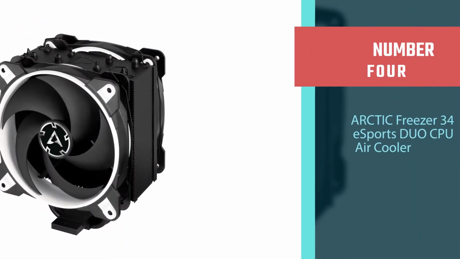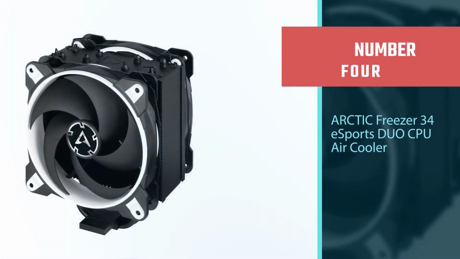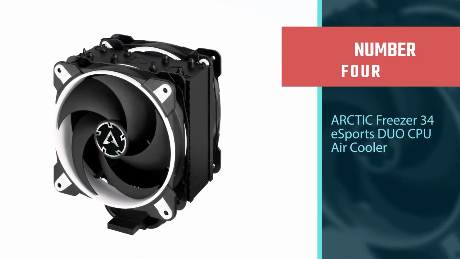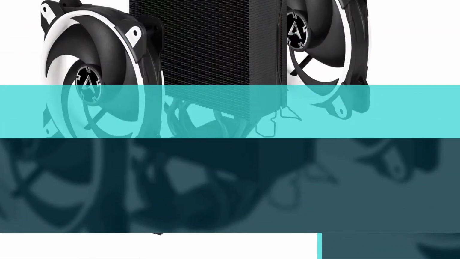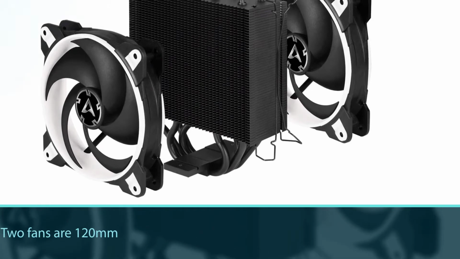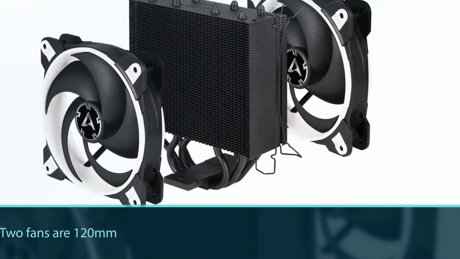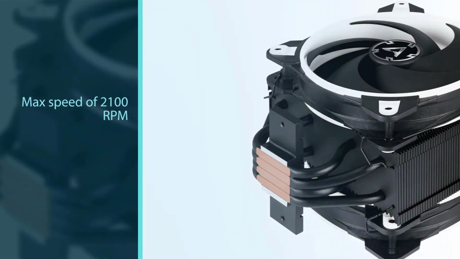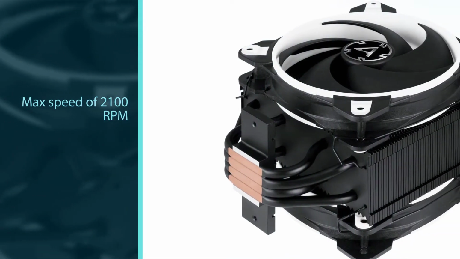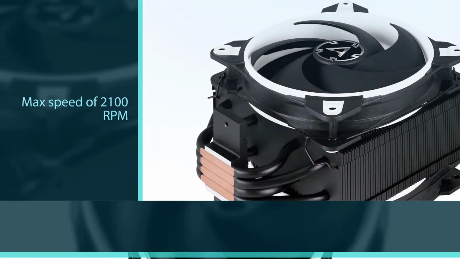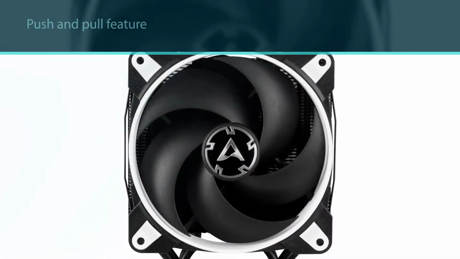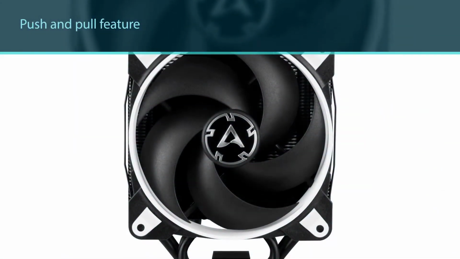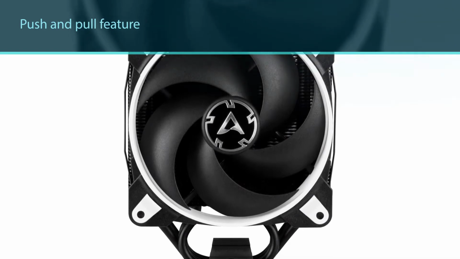Number 4. Arctic Freezer 34 eSports Duo CPU Air Cooler. This air cooler falls just 1 degree short of the famous Noctua NH-D15, which is our crown king. The two fans are 120 mm with a max speed of 2100 RPM, which is quite a lot of speed. The push and pull feature allows for a great cooling mechanism.